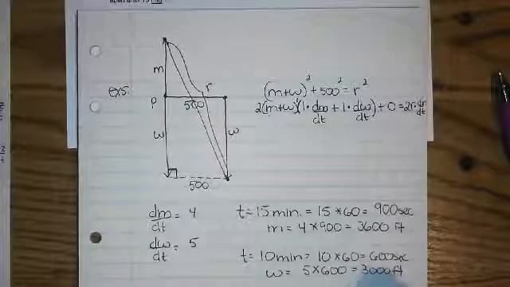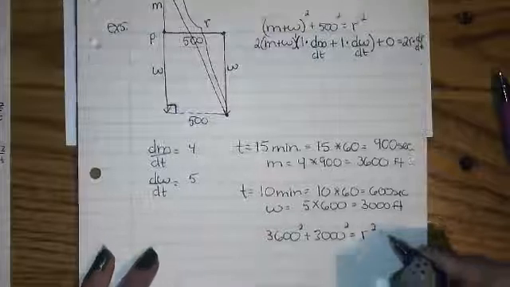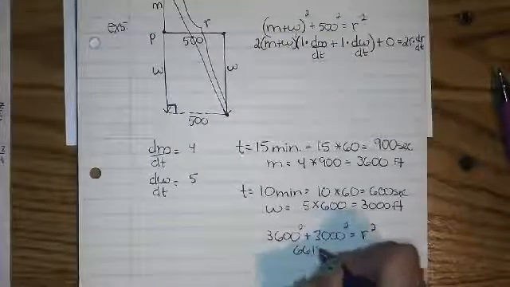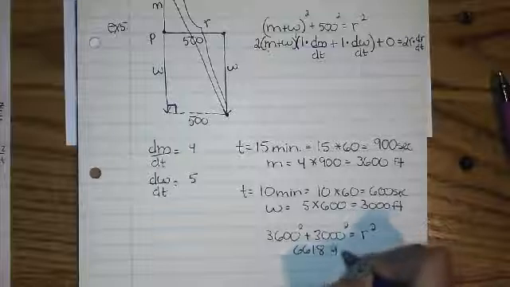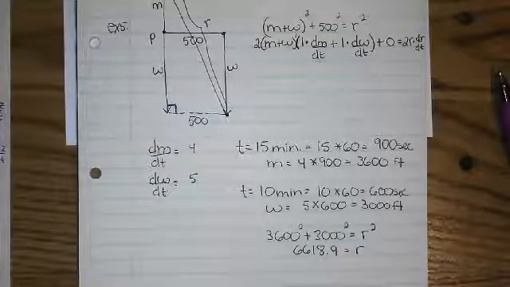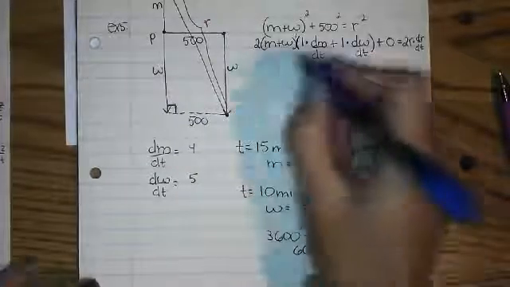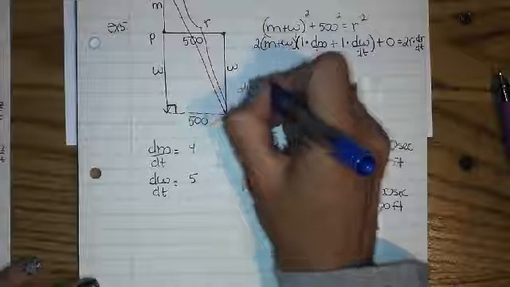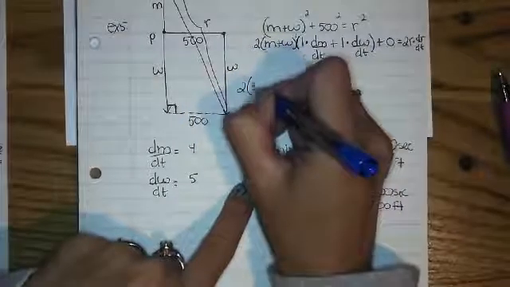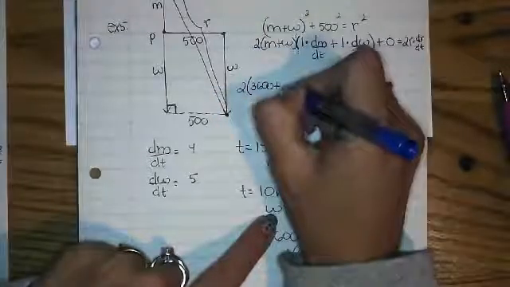And now I can use the Pythagorean theorem to get that distance between them. So that will be 3,600 squared plus 3,000 squared equals that r squared. And if you do the Pythagorean theorem here and the square root and everything, you get about 6,618.9 feet. And now we're ready to plug everything in.